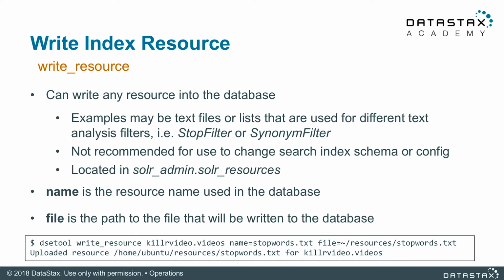It is uploading a file determined by the file parameter located in the home directory under resources/stopwords.txt and will be given the name stopwords.txt in the database due to the name parameter. Afterwards, you can then set up the stopwords list for a stop filter using the schema for the killervideo.videos table, but using that name stopwords.txt.